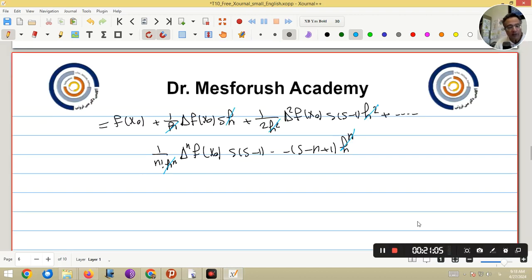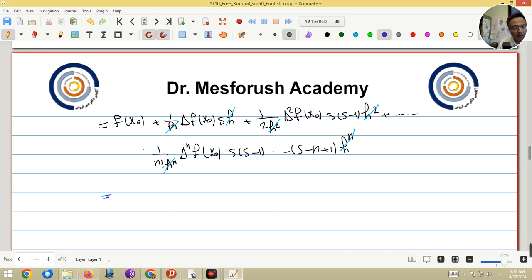Now let me write this equation as a sum. I can write the sum over k equal to 0 to n of s times s minus 1 times up to s minus k plus 1, times 1 over k factorial, delta k f of x0. Okay, so I have something like this.